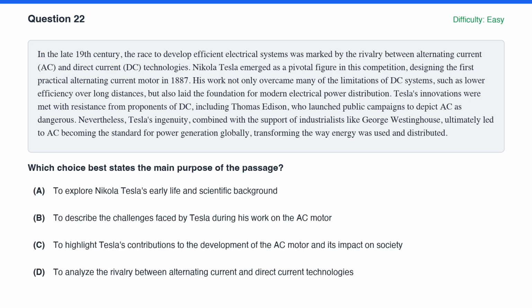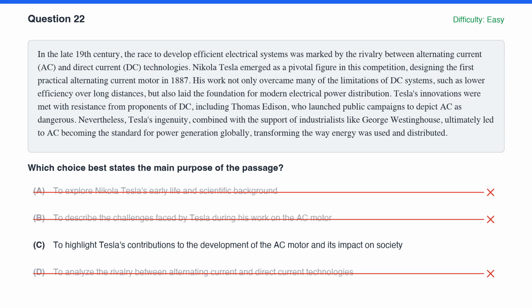We need a choice that captures both Tesla's specific innovation and its broader consequences, not one that zooms in on a single supporting detail or a tangential frame. Choice A is wrong because the text never discusses Tesla's early life or scientific training. It begins with his 1887 motor.